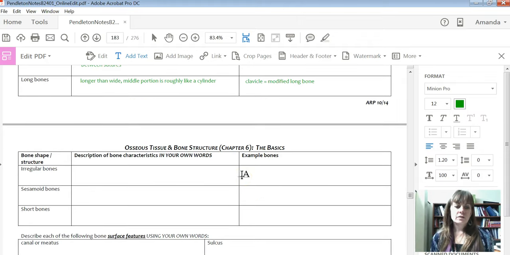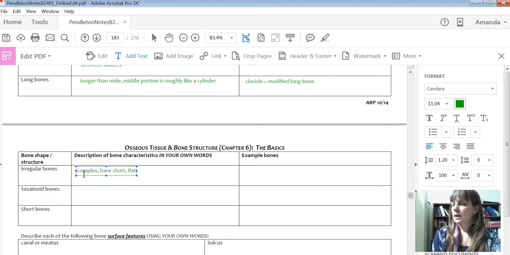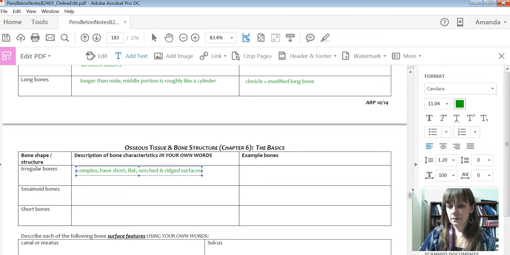Okay, so let's move down here to some of these other types of bones. We have irregular bones, and these are the bones that really do not fit into one category or another. They're complex, they have short, flat, notched, and ridged surfaces. Their name really says what they are. They are irregular.